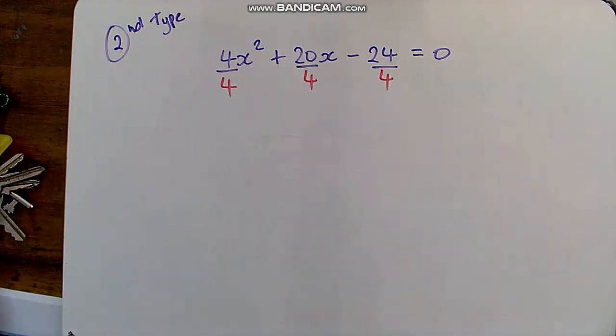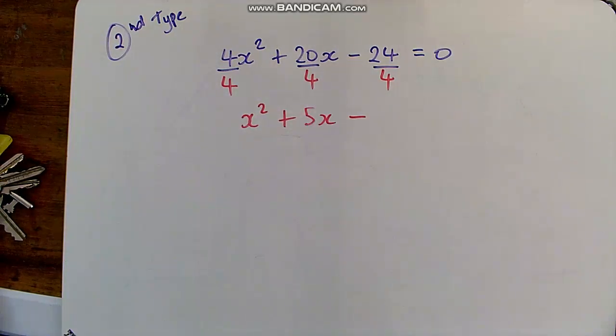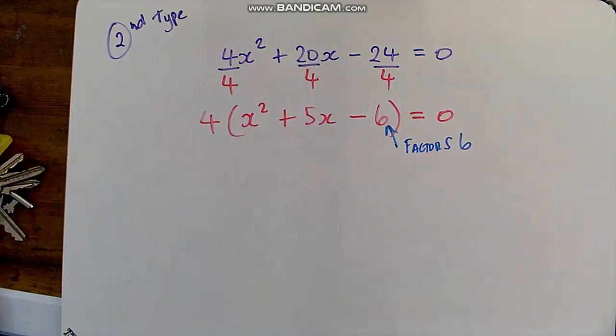That number is going to be 4. So 4 divided by 4 is 1. 20 divided by 4 is 5. 24 divided by 4 is 6. Don't forget we divided by 4, so place that on the outside of the bracket. Next, we're going to have to look at factors of 6. The factors of 6 are 6 times 1.